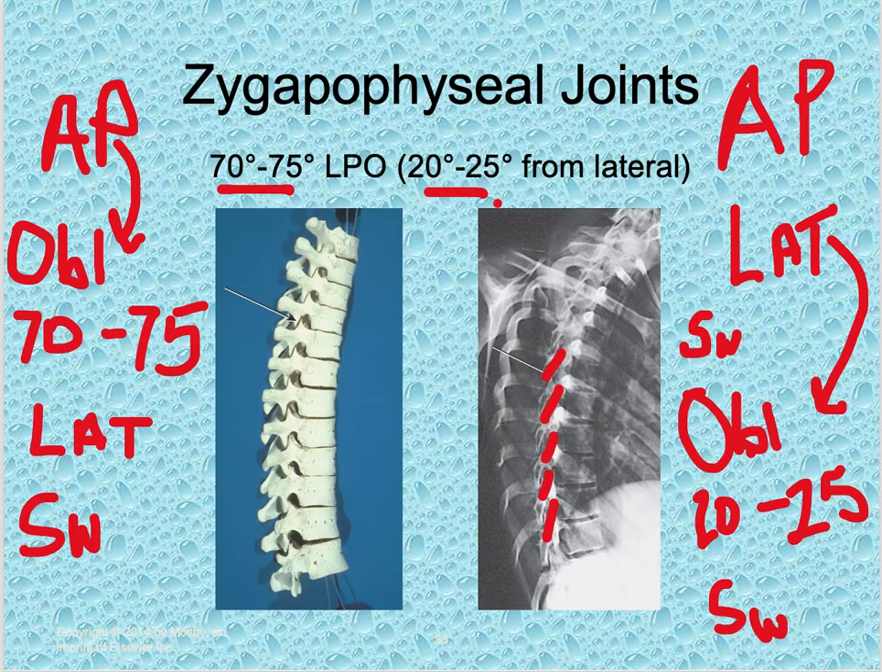So that's the difference between the 20 to 25 and 70 to 75: if you're going AP to oblique, 70 to 75. AP, lateral, lateral to oblique, 20 to 25. Okay? So I will post this. This takes care of what we missed on Monday.